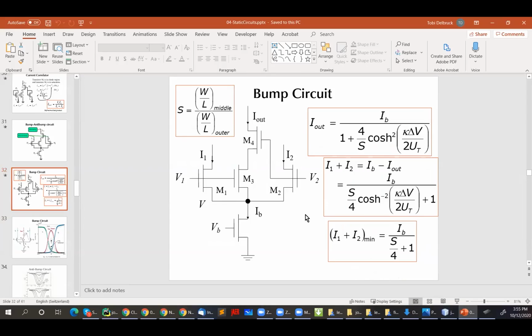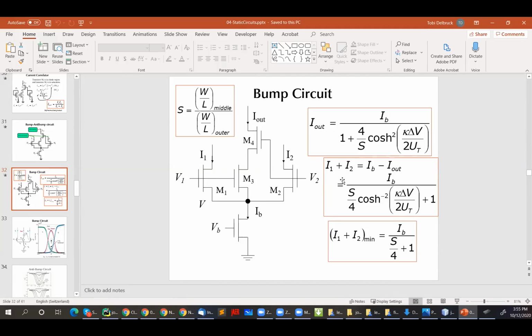Okay, and then hopefully you can get these equations, right, from the current correlated equations. So you should get that I out is this. This is the bump equation, right? It's IB, that's the max you'll get, and then it's 1/4 S, the scaling factor, times the cosh of kappa delta V over 2UT. You recognize this kappa delta V over 2UT; it was also in the equations for the transconductance amplifier, except there it was the tanh of kappa delta V over 2UT.